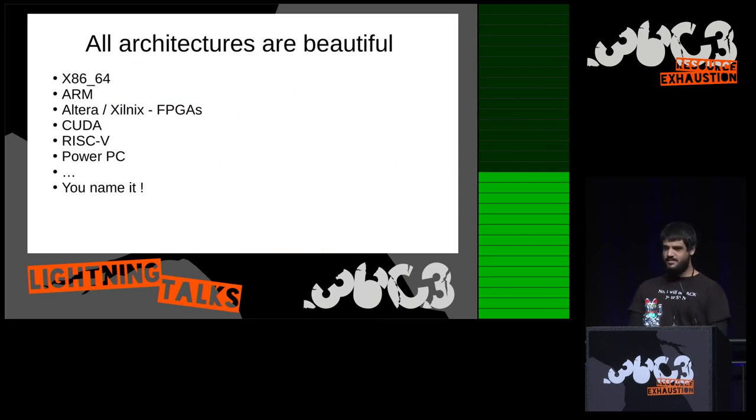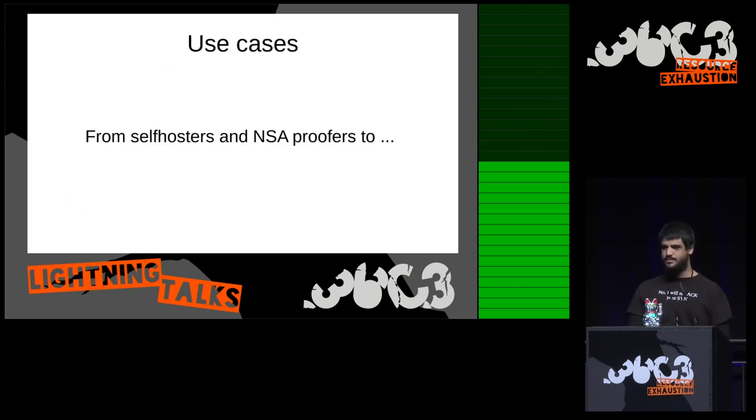Aligning with the CCC spirit, all architectures are beautiful. It doesn't matter what. You can do a ton of crazy stuff no matter what. So what are the use cases? Who may be interested in something like that? Well, of course, self-hosting is one very easy example where you do not need clustering per se, but you just delegate different tasks to different systems.